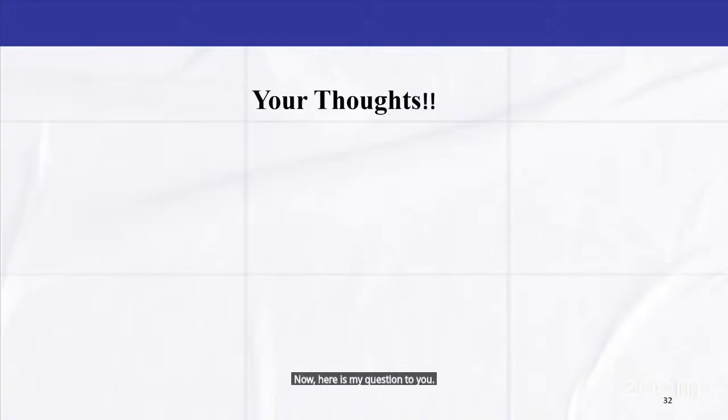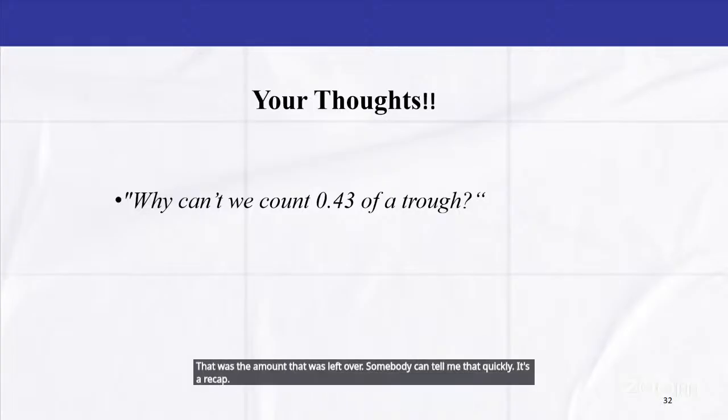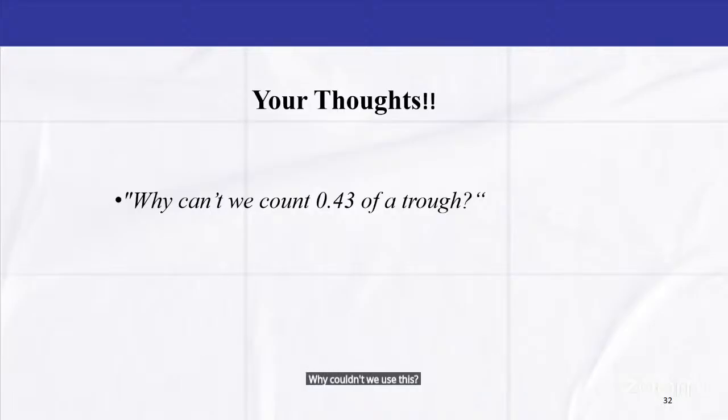I've been doing most of the talking. Why can't we use 0.43 liters of a trough? That was the amount that was left over. Somebody can tell me that quickly? It's a recap. Why couldn't we use this? Why did we say only 10 troughs can be filled? Recap. All right, anybody?